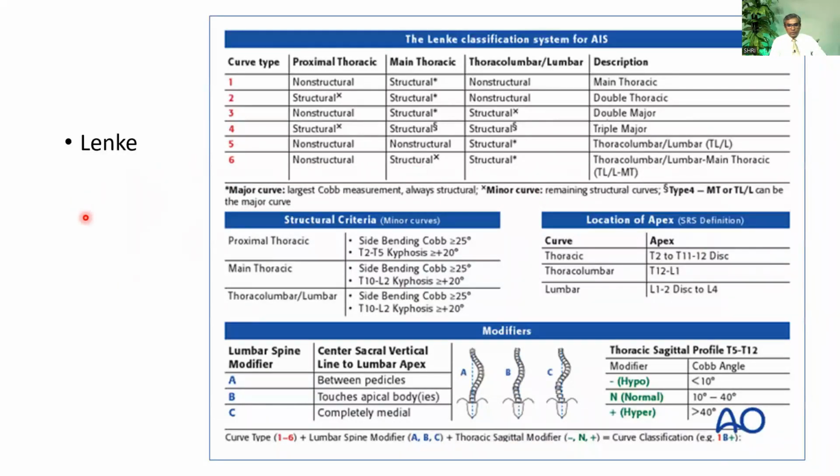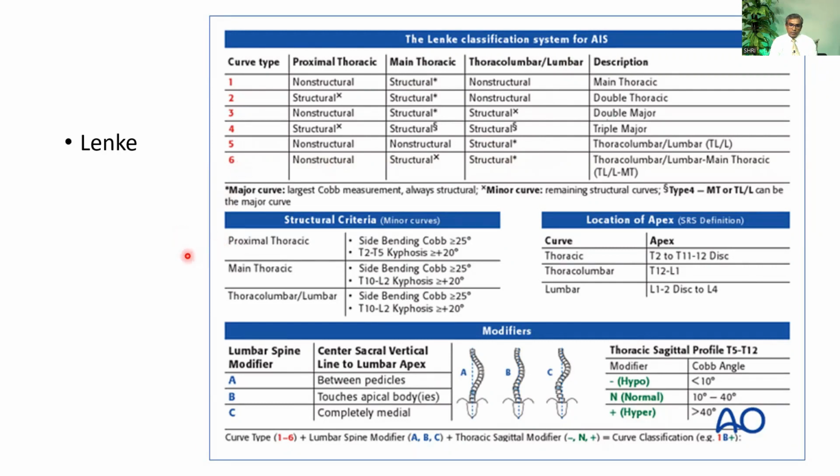But nowadays, what we use for scoliosis management is the Lenke classification, which is much more extensive and goes into detail. You have 6 subtypes of Lenke, divided according to the structurality of the curves: the proximal thoracic curve, the main thoracic curve, and the thoracolumbar curve. And according to that, you get 6 types.